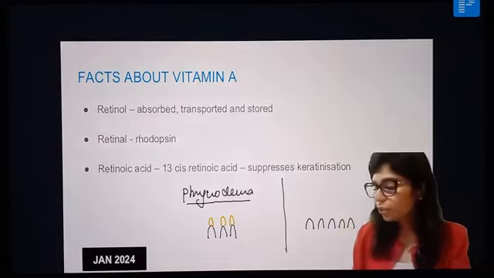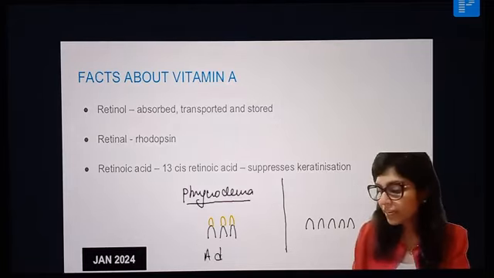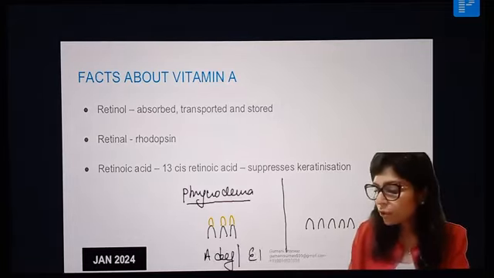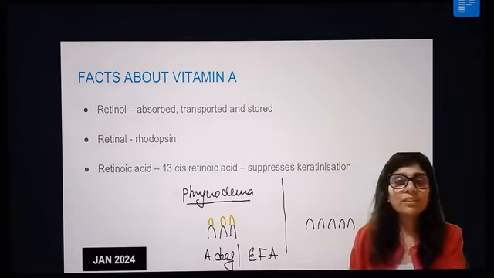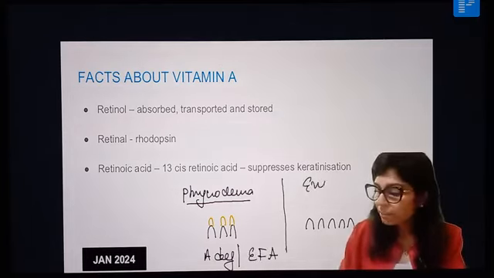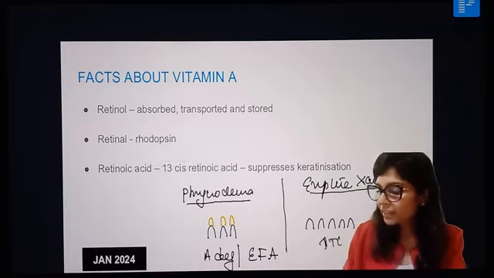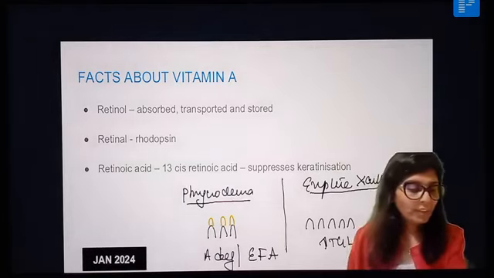If you see phrenoderma, it is because of vitamin A deficiency or because of essential fatty acid deficiency. Whereas if you see eruptive xanthomas, it means the person has got hypertriglyceridemia. Are you clear, everybody?